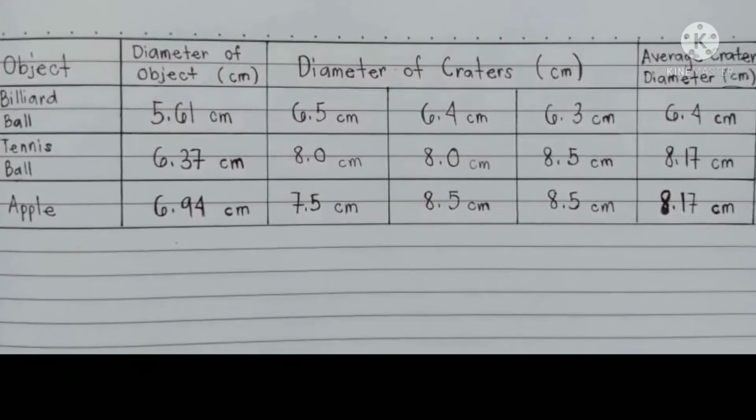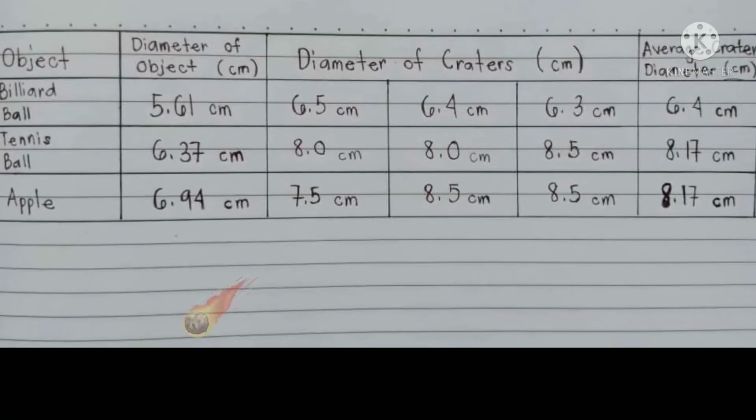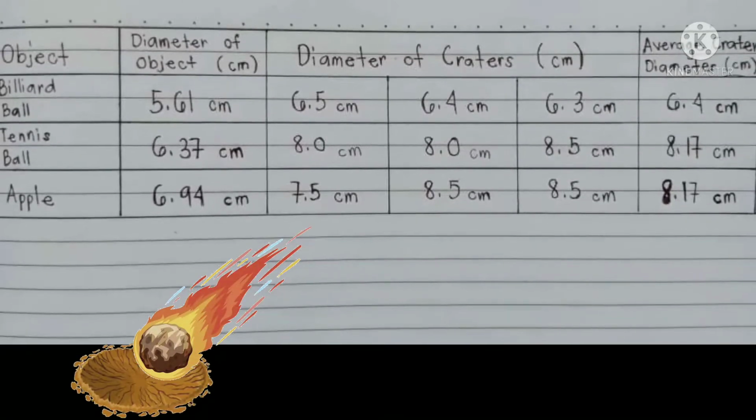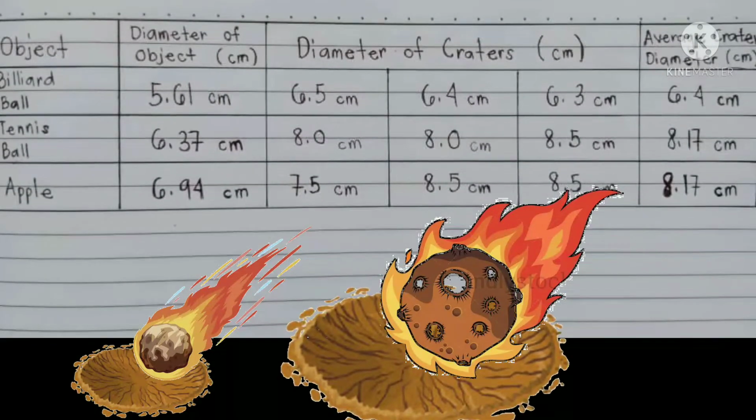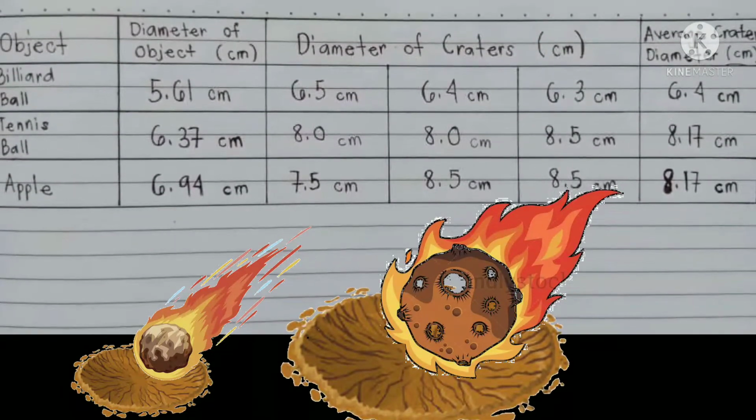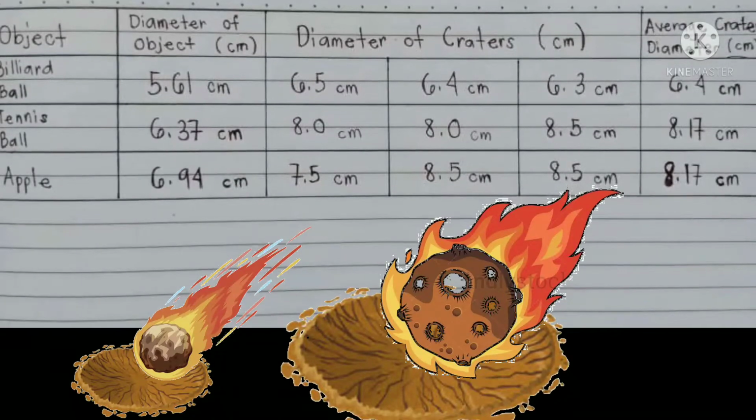If you look at our results and analyze them, they show that the smaller objects create a smaller crater, while the bigger objects create a bigger crater. Therefore, we can say that the size of the crater is closely related to the size of the meteor.